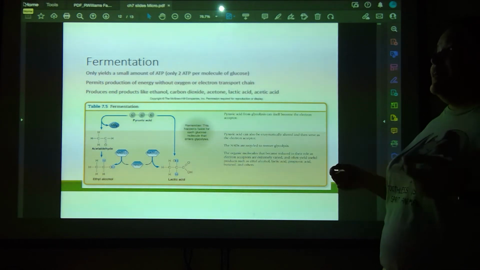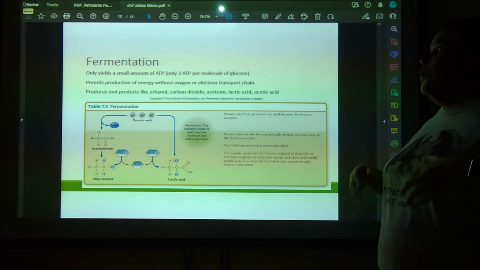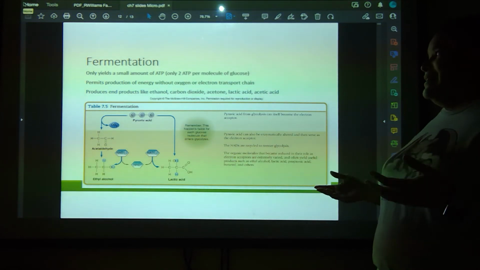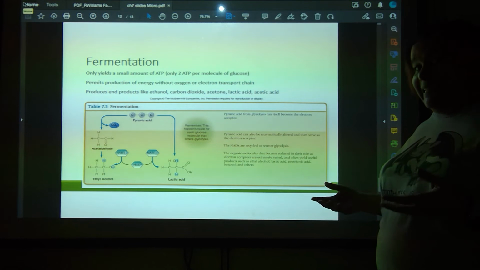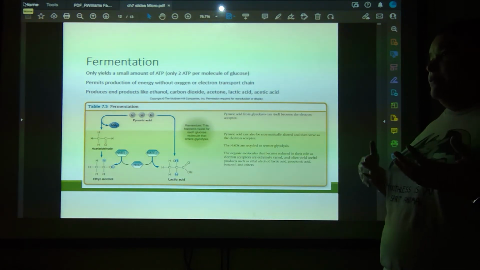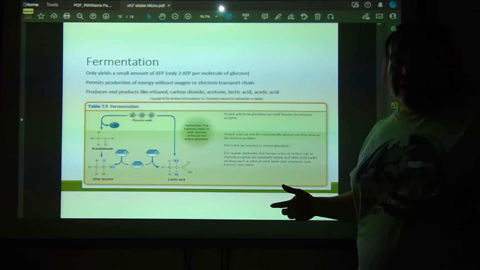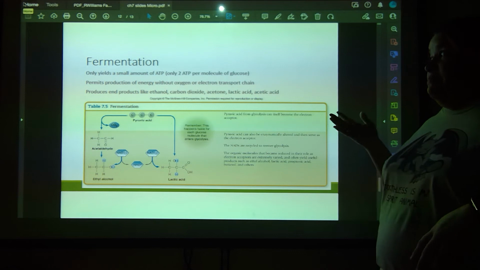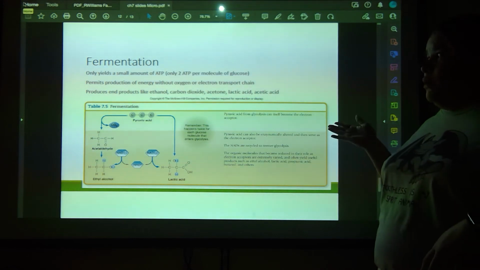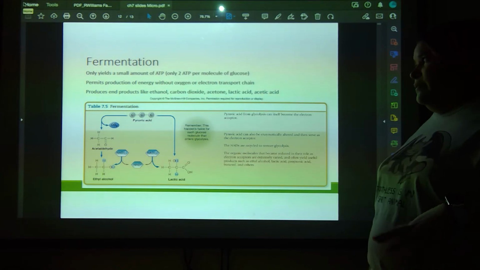It produces end products like ethanol or carbon dioxide, acetone, lactic acid, or acetic acid. So, depending on the microbe that's using it, you may end up with ethanol, drinking alcohol, carbon dioxide, acetone, lactic acid, or acetic acid.